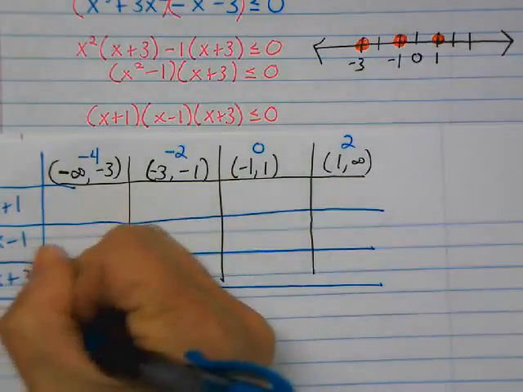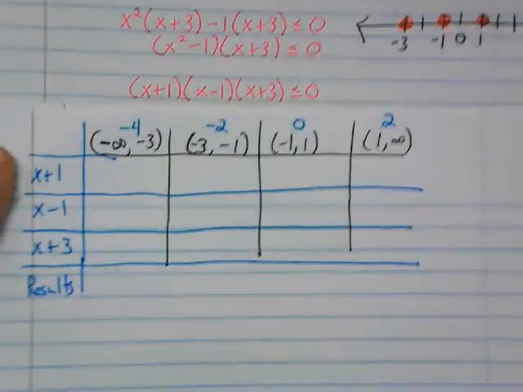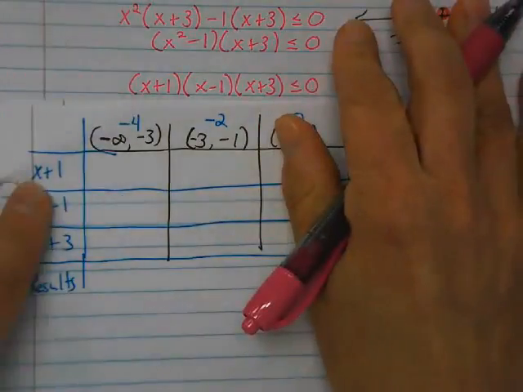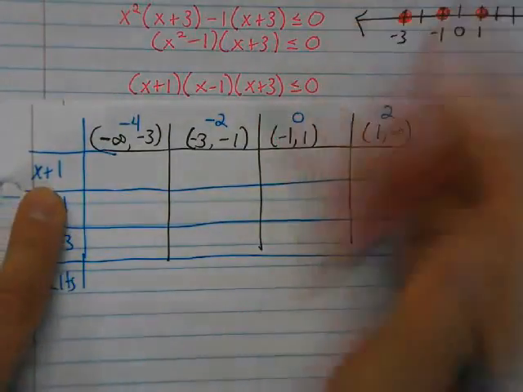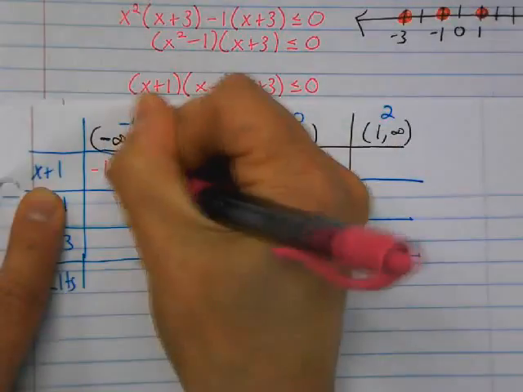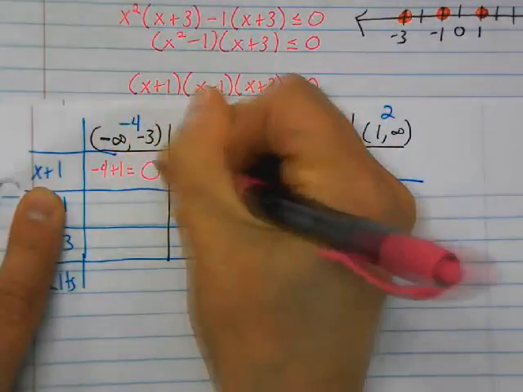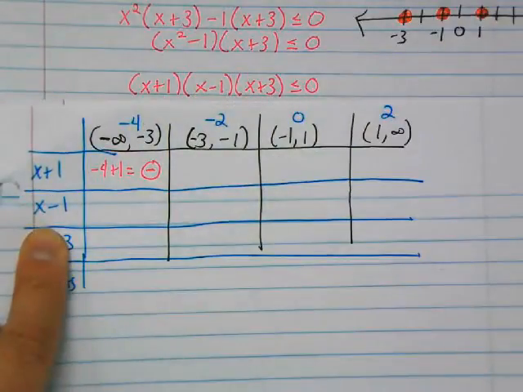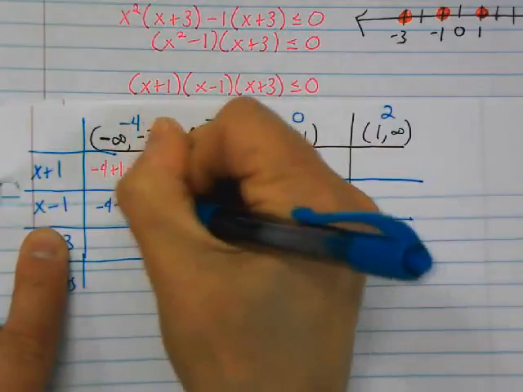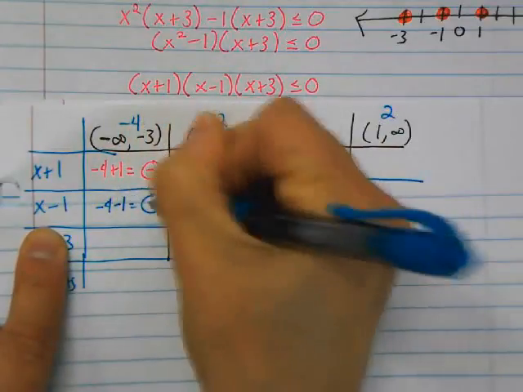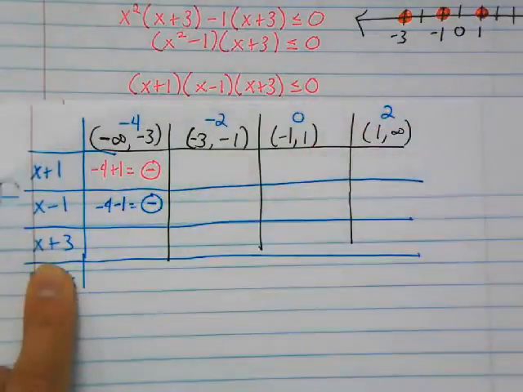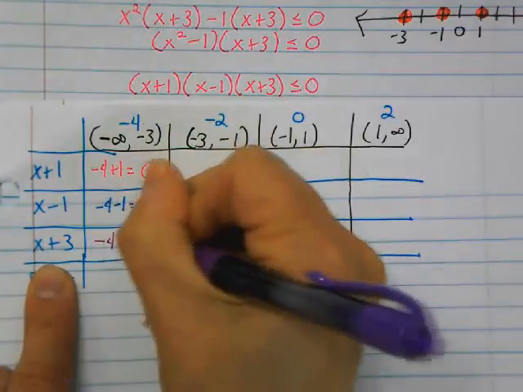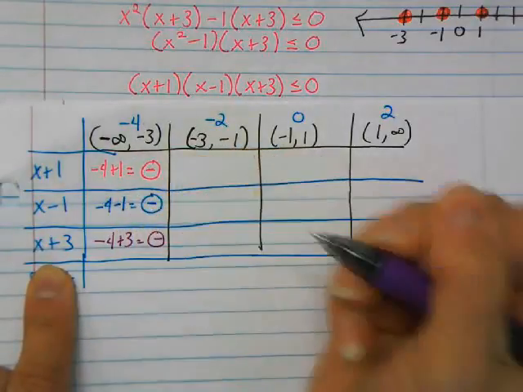So the first time through, I'm plugging into this with negative 4. So negative 4 plus 1 gives me a negative. Plug it into this one. Negative 4 minus 1 gives me a negative. Oh, I'm running out of colors. We'll do purple. Negative 4 plus 3 gives me a negative. A negative times a negative times a negative gives me a negative. Do it all again for the next interval.